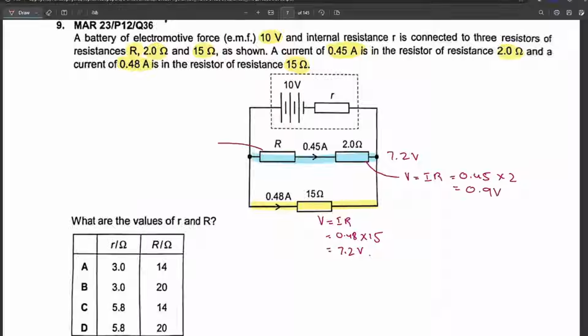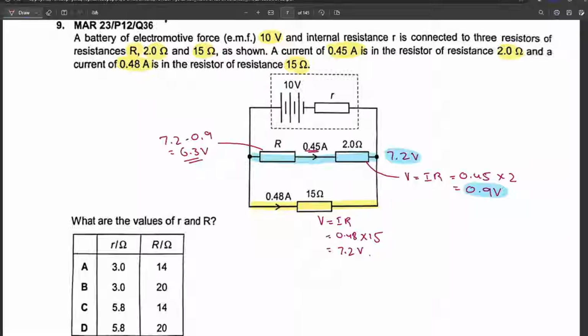What will be the voltage across this resistor R? Total voltage was 7.2. This small 2 ohm resistor is taking 0.9 volts. What will be the voltage across this resistor R? 7.2 minus 0.9 comes out to be 6.3 volts.